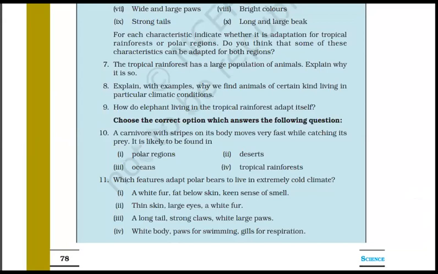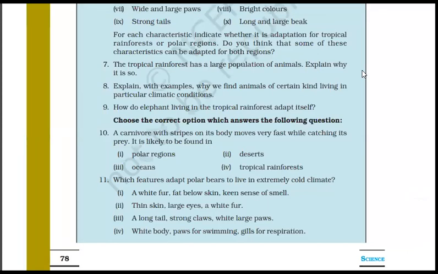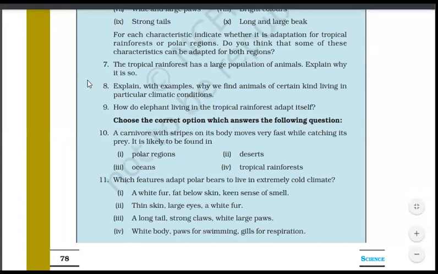Okay, now, 10th one. A carnivorous animal with stripes on its body moves very fast while catching its prey. It is likely to be found in, tell me: polar regions, deserts, oceans, tropical rainforest. Obviously, it is talking about tigers and cheetahs. So, tropical rainforest. Very good.